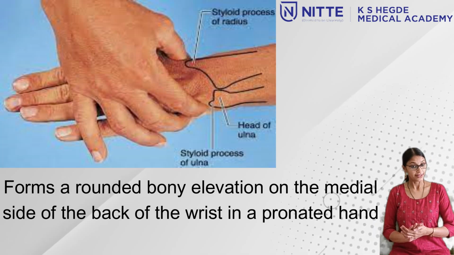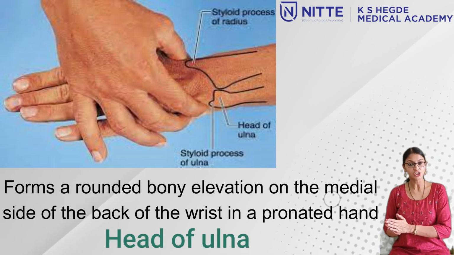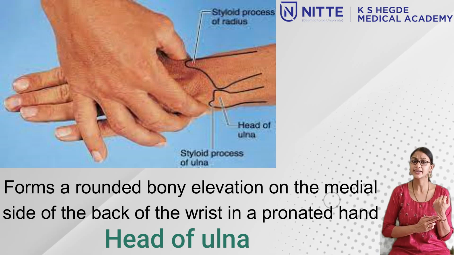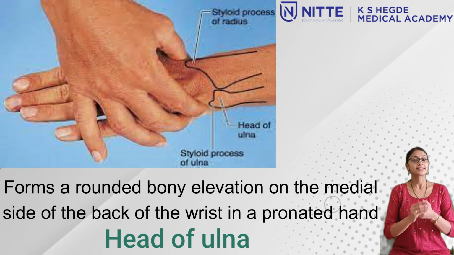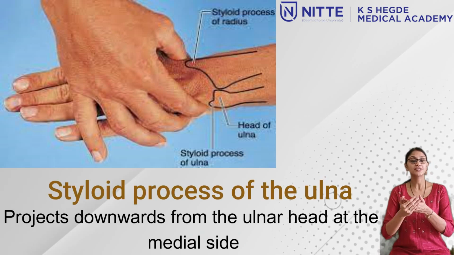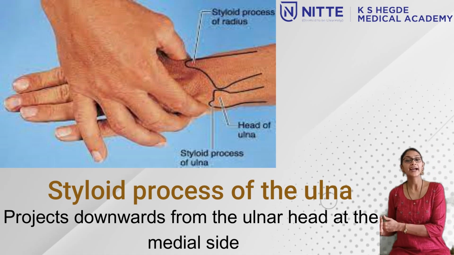The head of the ulna forms a rounded bony elevation on the medial side of the back of the wrist in the pronated hand. The styloid process of the ulna projects downwards from the ulnar head at the medial side of the wrist.